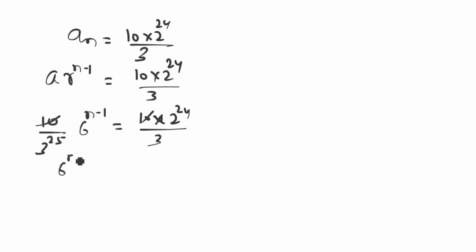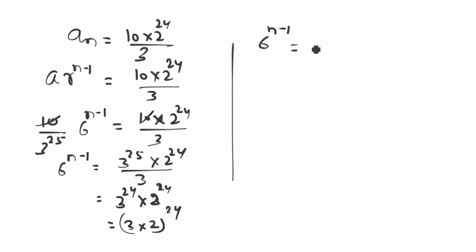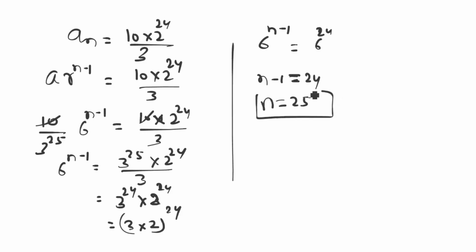And 6 to the power n minus 1 we can write as 3 to the power 25 into 2 to the power 24 divided by 3. The power of 3 will be subtracted, so 3 to the power 25 minus 1, so 3 to the power 24 into 2 to the power 24. So we can write this as 3 into 2, the whole to the power 24. So now you can see 6 to the power n minus 1 is 6 to the power 24. We just equate the powers, since the base is the same, so n minus 1 is 24. From here we get n equal to 25. So the value of n is basically 25.